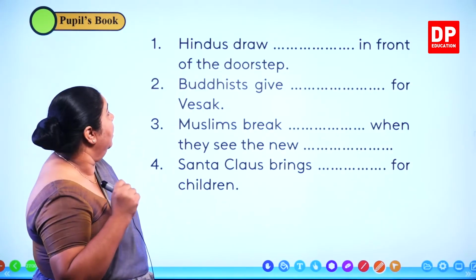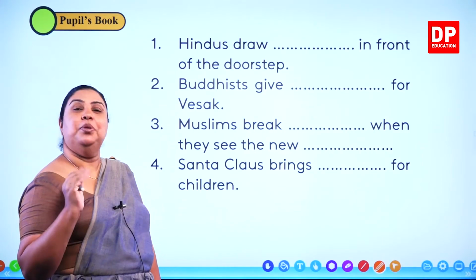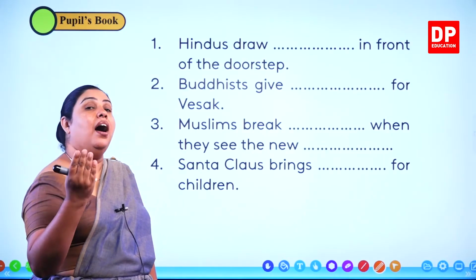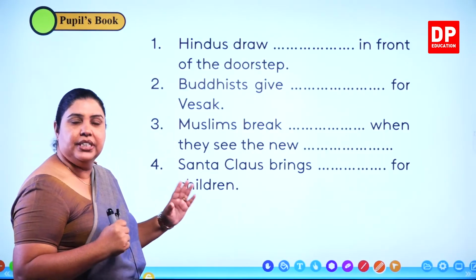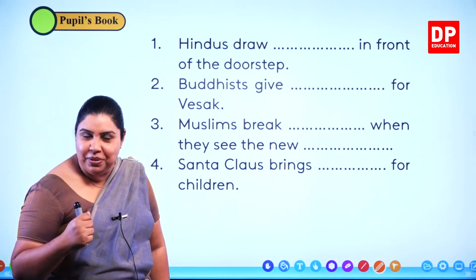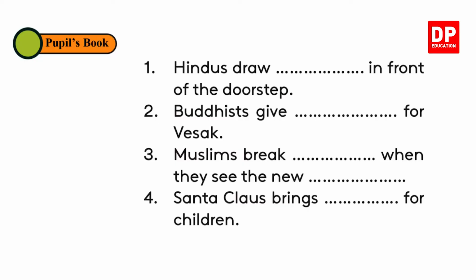Right? Now, looking at the questions, I think you can remember. I will help you to write the answers. We will see what our answers are for these questions. They are all about the 4 festivals that we spoke about. So it's going to be very easy. Right? Let's try. Number 1. Hindus draw blank in front of the doorstep.